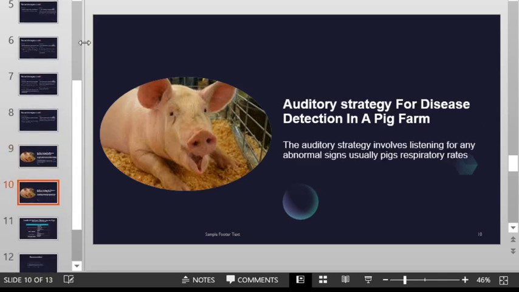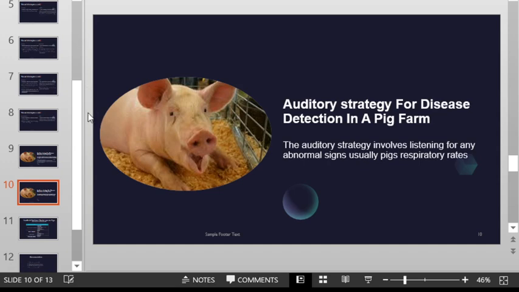And then you also have the auditory strategy for disease detection in the farm. This of course proceeds from listening. You have to listen, just like when we talk about respiratory infection. Outside of that, you want to be able to listen and check what exactly is wrong with the animal. You want to listen to their breath, you want to listen to squeals in the pen. These are some of the signs that will determine that, look, there's something wrong inside the farm.